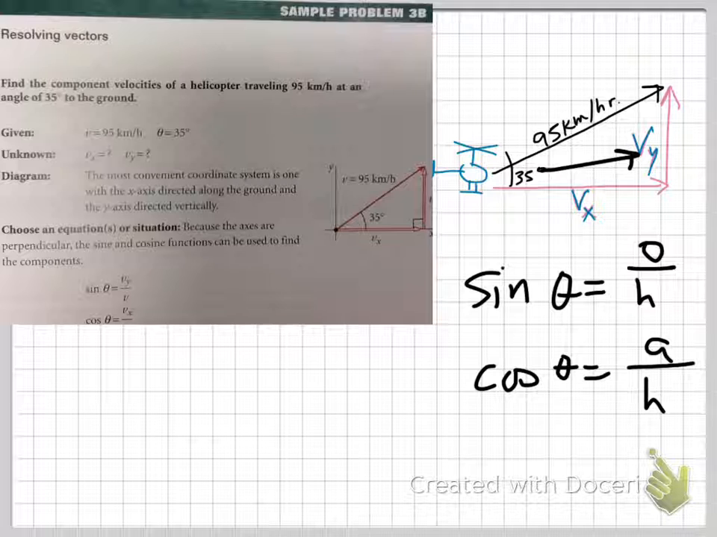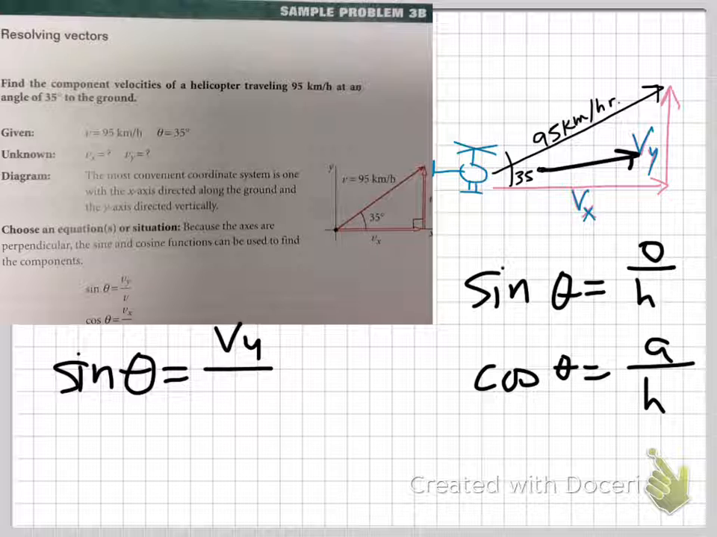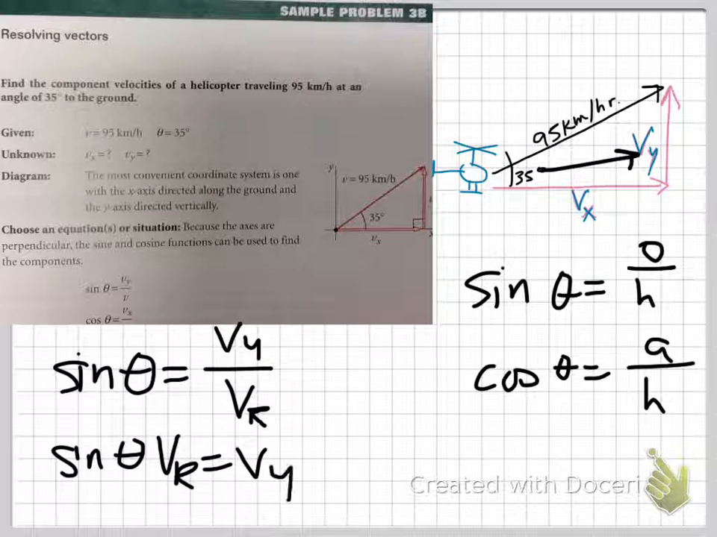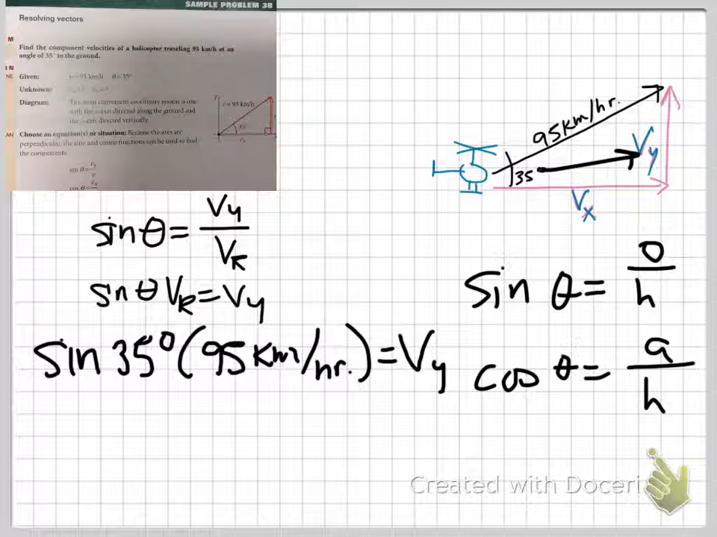And I know that my v sub y, my velocity on the y-axis, is opposite the angle that's being described. So I know that sine theta will equal velocity on the y over overall velocity. So you can write just v for overall velocity. Sometimes we do that also, which is v resultant, which tells us that this is something that's made up of two components. So therefore, sine theta times resultant velocity is going to give us our v sub y. So sine of 35 times 95 kilometers per hour gives us our velocity on the y-axis.